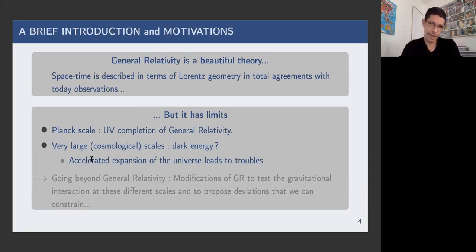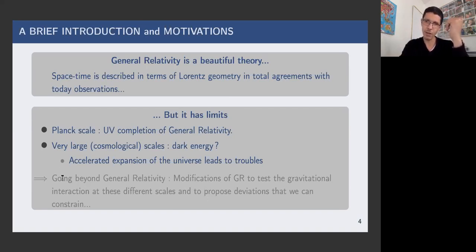And also, you know very well that there exists this tension in understanding the physics at cosmological scales, and more particularly the problem of dark energy. We have this acceleration of the expansion of the universe, and we know that this leads to theoretical troubles, which are known as the cosmological constant problems. So there are many reasons to try to modify general relativity.